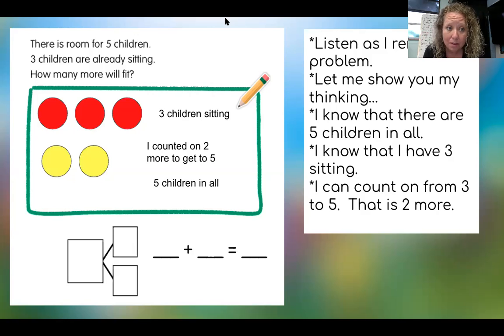I know that 3 children are already sitting. So on my picture, I drew 3 circles because those are the children that are already sitting in our story. And I also know from our story that we have 5 altogether. So I can count on from 3 to 5. Watch me. Here are my 3 children sitting. So I'm going to put 3 in my head. 3, 4, 5. I counted on 2 more to get to 5 children in all.